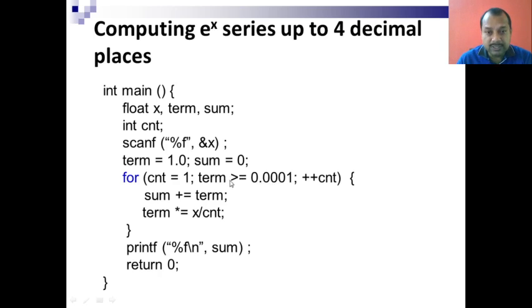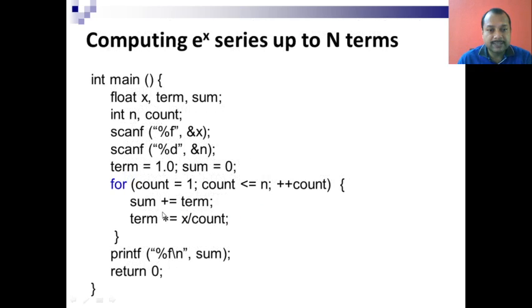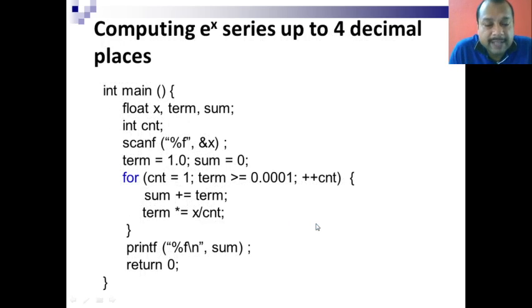If this is true, then I will compute, and if this is false, which means the term, because the term is being added to the sum, is going to be less than 0.0001, that means it is not significant up to 4 decimal places, then I will come out of the loop. And the rest of the two statements inside this for loop are exactly the same, for computing e to the power x. The difference, as you noted, is that in one situation the user is supplying the number of terms I need to compute, and in another situation the program is set to compute the e to the power x series up to 4 decimal places, assuming that beyond that accuracy may not be significant or may not be required.